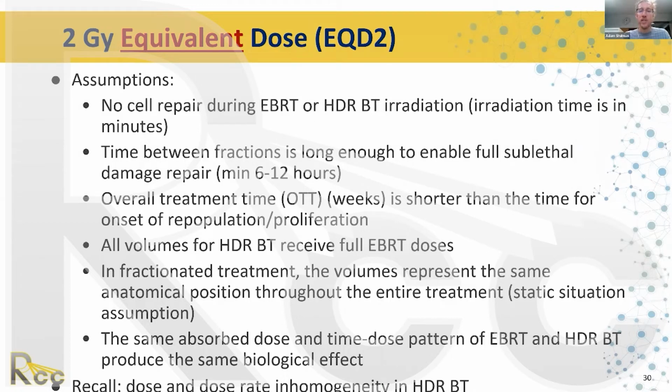All volumes for HDR brachytherapy receive full EBRT doses. In fractionated treatments, the volumes represent the same anatomical position throughout the entire treatment. Again, these are just assumptions that we typically use. And the same absorbed dose and time dose pattern for EBRT and HDR produce the same biological effect. Again, another assumption because of the heterogeneity of the dose delivery from HDR brachytherapy.